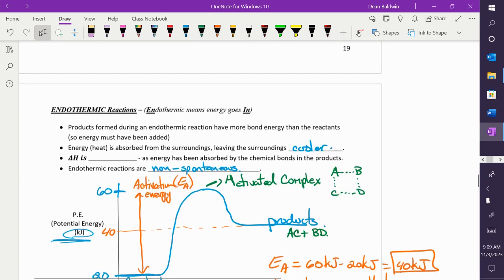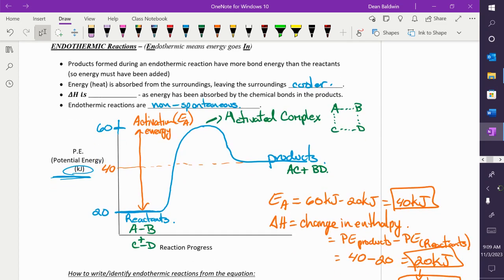And then we looked at endothermic reactions and the potential energy diagram. The reactants are on the left-hand side. They have a certain potential energy. This hump is called the activation energy, EA. The peak of the hump is the activated complex. And then they start to form bonds. As they form the bonds, they release the energy, and so your potential energy comes down.